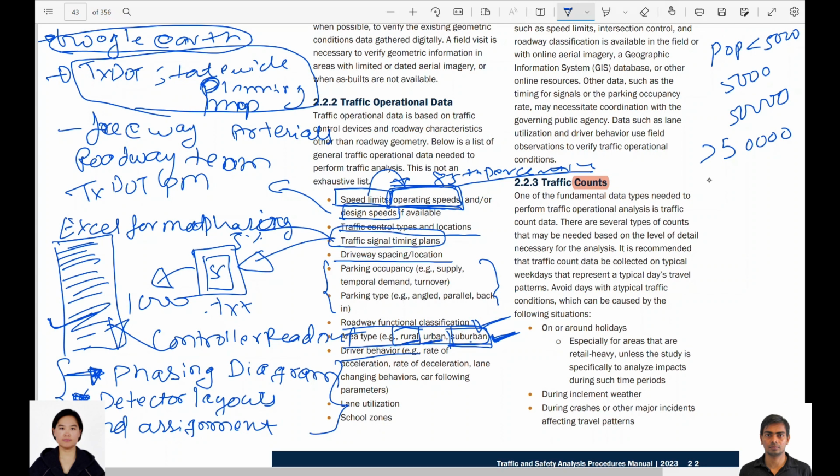So we have rural, which is less than 5,000. Then we have small urban. These are small cities, we can think, which is between 5,000 and 50,000. Then we have urban, or large urban, greater than 50,000. And suburban areas are just the outer areas of the urban areas.